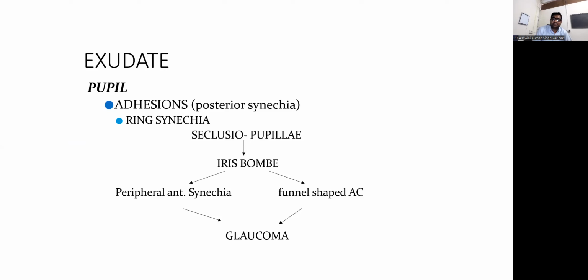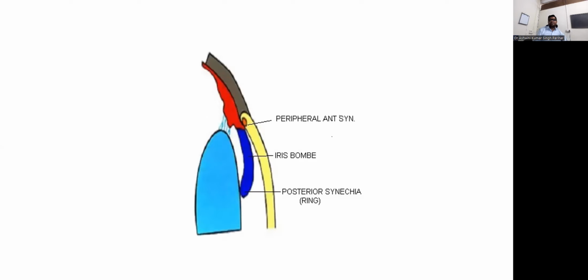And this is the seclusio pupillae and occlusio pupillae, which I have explained to you. The seclusio pupillae forms when there is formation of 360-degree posterior synechiae, which will hinder the coming of aqueous from the posterior to the anterior chamber, leading to bulging of the iris, formation of iris bombé, forward pushing of the iris leading to the formation of peripheral anterior synechiae, which causes the anterior chamber to become funnel shaped, and it leads to increased intraocular pressure.